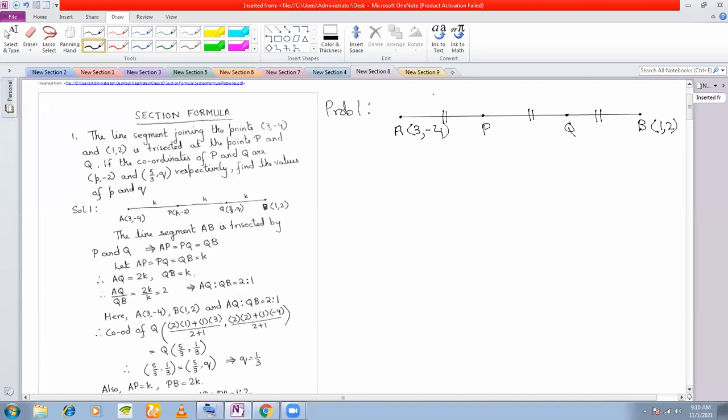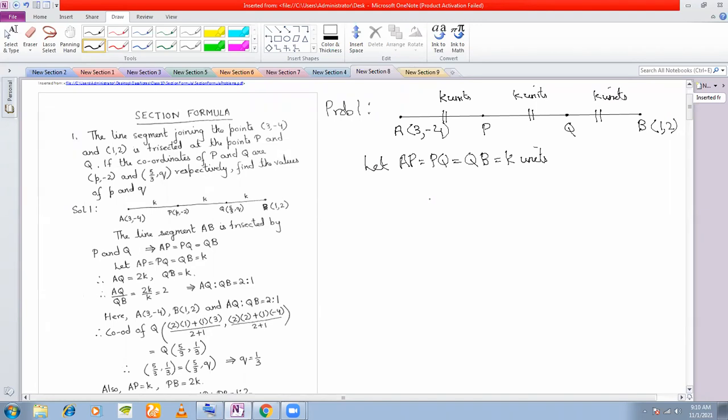So therefore, if AP is equal to PQ is equal to QB, I say let AP equal to PQ equal to QB equal to k units because it is trisected. So this is k units, this is k units, and this is k units.